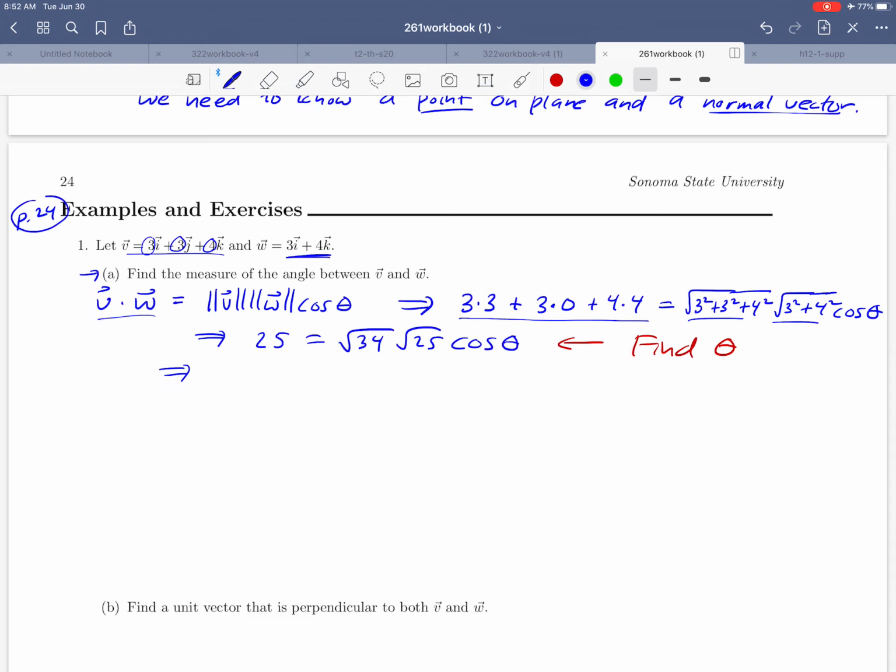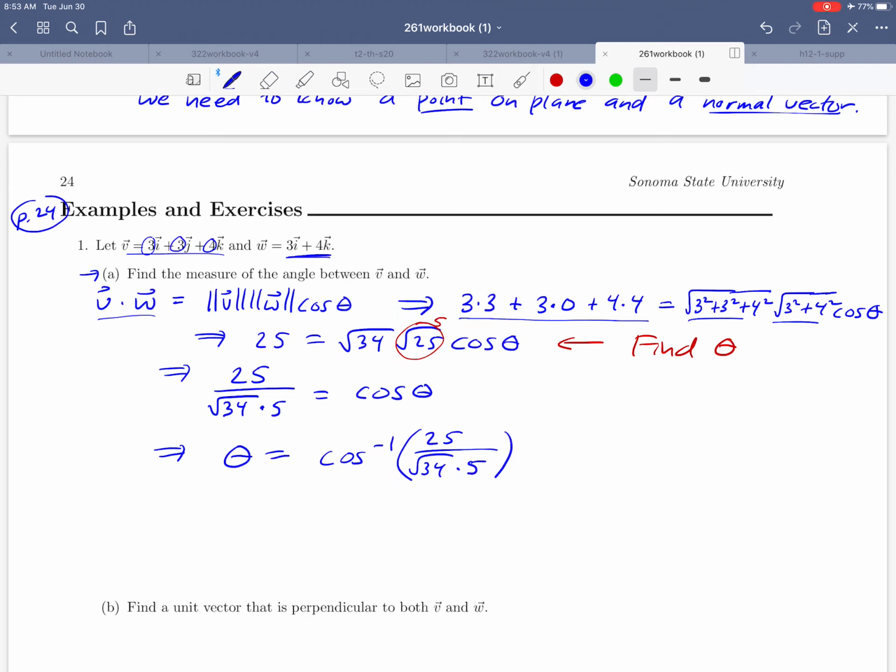We might notice that the square root of 25 is just 5. So if we divide both sides by the two numbers that you see on the right, square root of 34 and 5, we're going to get cosine of theta by itself on the right-hand side. And we'd like to find the angle theta. So how do you solve for theta in an equation like this? Well, we need to get rid of the cosine function, so we're going to undo the cosine function by taking the inverse cosine of both sides. So theta is going to be the inverse cosine of 25 over the square root of 34 times 5.